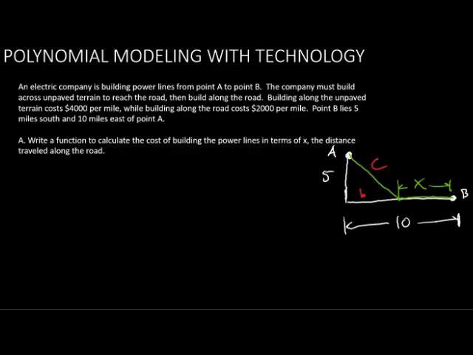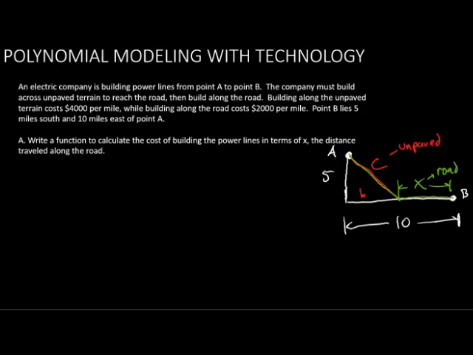Here we have a fairly tricky modeling problem. This question says an electric company is building power lines from point A to point B. I've labeled point A and B with the white dots. The company must build across unpaved terrain to reach the road, then build along the road. The section labeled with the letter C represents the section that's built along the unpaved terrain. The section that's labeled with X represents the part that was built along the road.